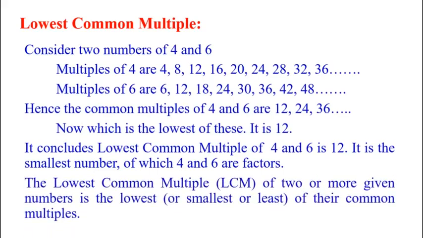So the lowest common multiple or LCM of two or more given numbers is the lowest or smallest or least of their common multiples.